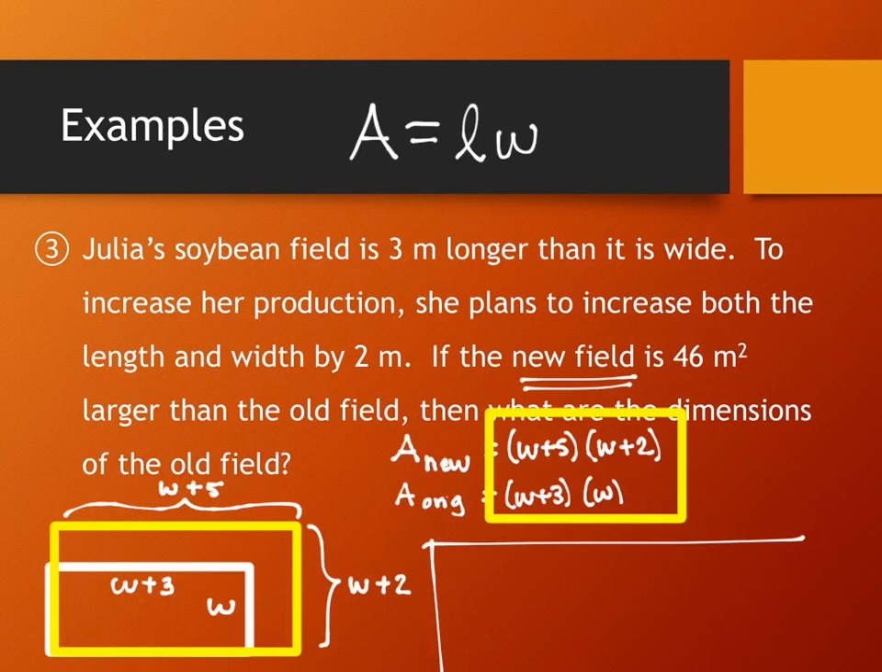Yeah. So you could either add the 46 to the old one or subtract the 46 from the new one, and those are equivalent operations. But one way or another, there is going to be a 46 that's going to be added or subtracted. If you do W plus 5 times W plus 2, this is the new one, and you subtract 46, I'll put that one as our formula since that one was the first one mentioned. And it is going to be equal to the old field's area, W plus 3 times W.